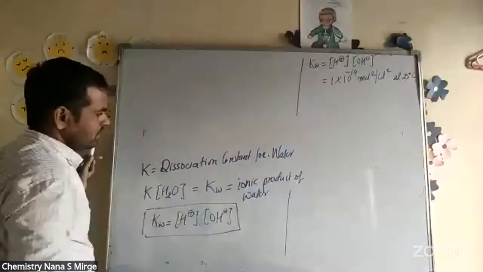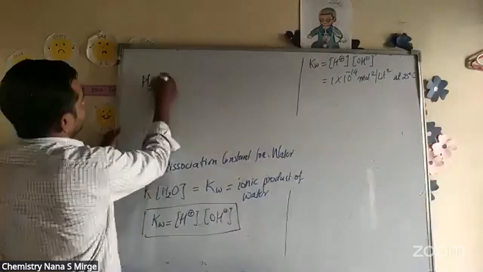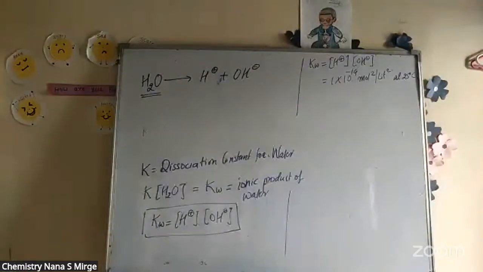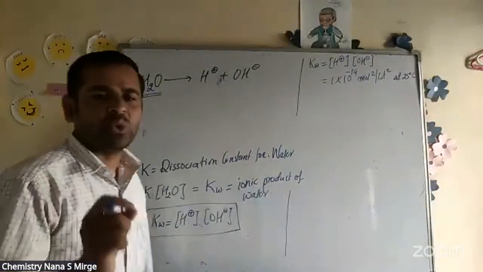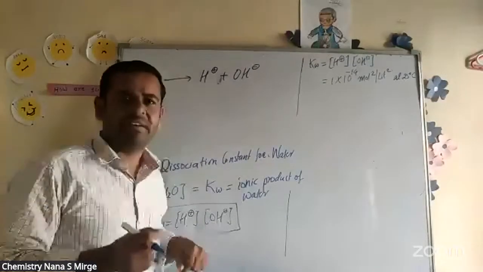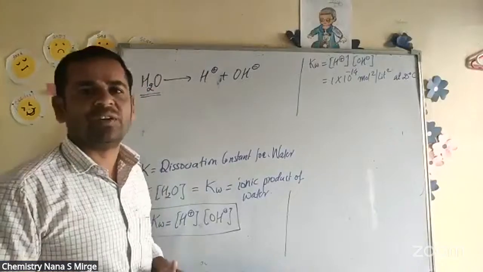Sir, what does that arrow indicate? Which arrow? Sir, in the above reaction, this reaction of H2O. What happened? This H2O gets dissociated into its ions. This H2O dissociated into its ionic form, H plus ion and OH negative ion. There is ionization of water.